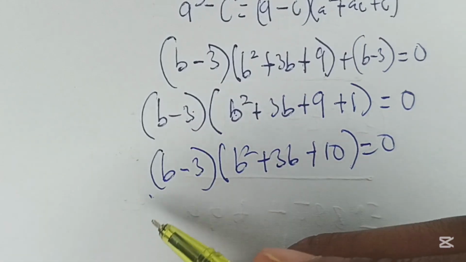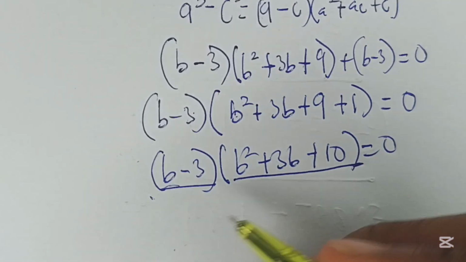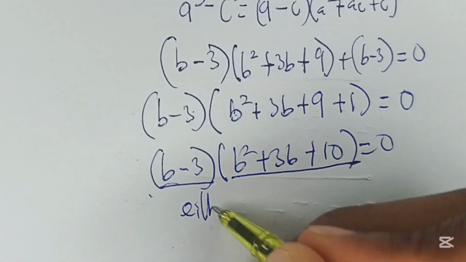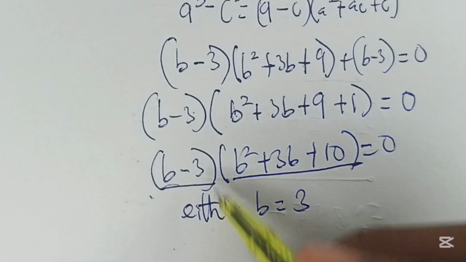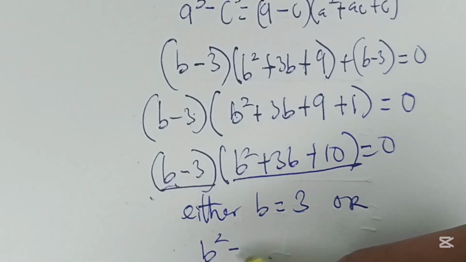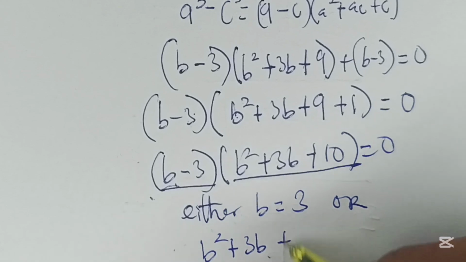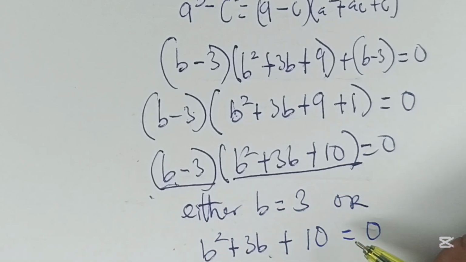When the product of two things is equal to 0, it's either the first one is equal to 0 or the second one is equal to 0. Hence, it's either that b is equal to 3, or b squared plus 3b plus 10 is equal to 0. Alright?